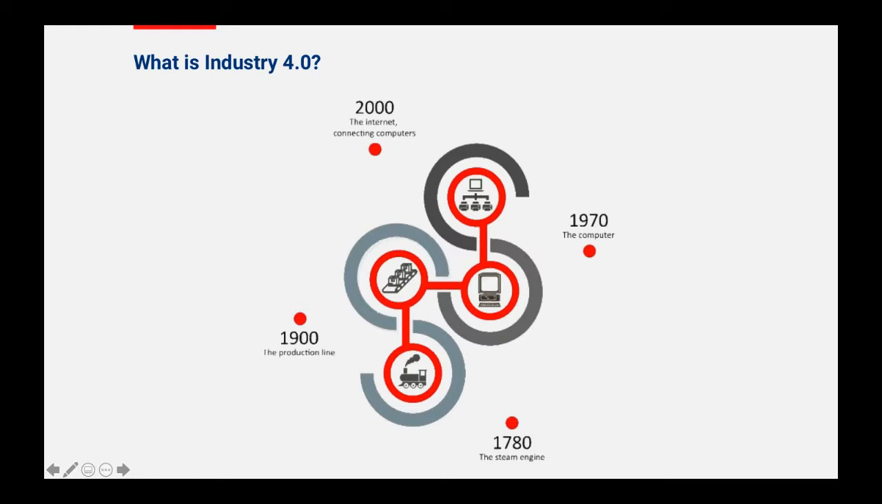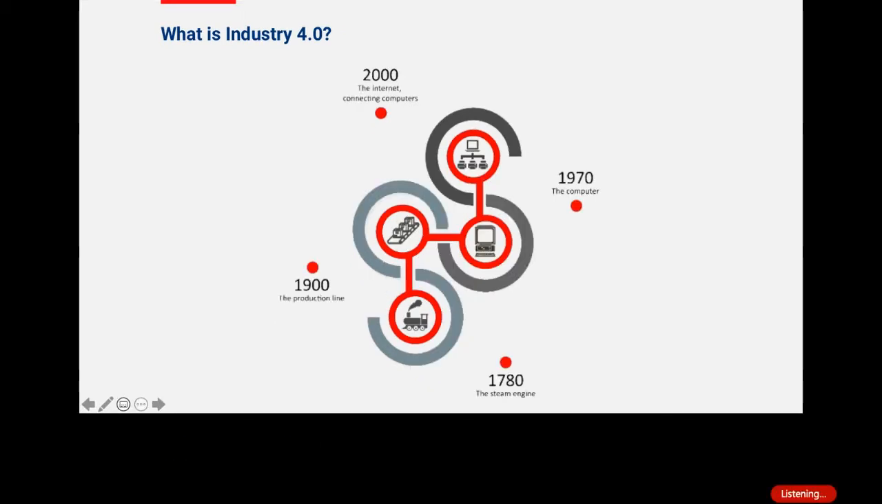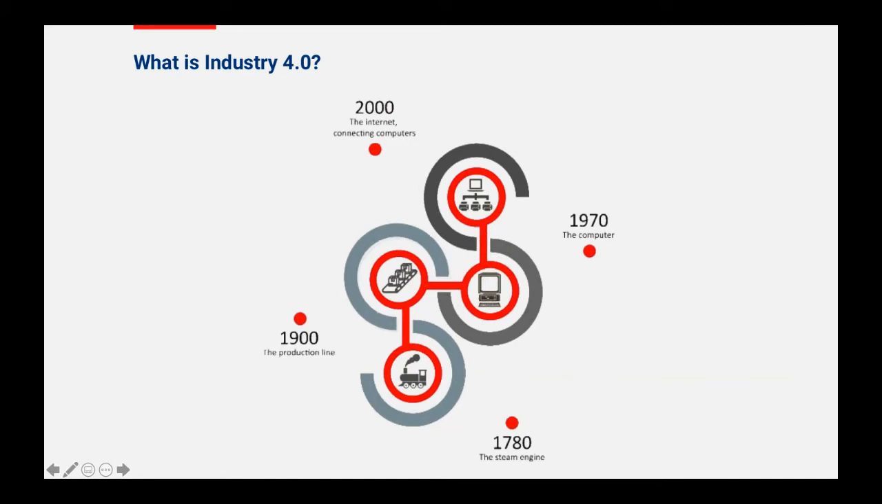So in the 1700s, you had the steam engine, which was the first real technological innovation to change industry as a whole. The production line came some 100 years later and really pushed the world into what is called Industry 2.0. It wasn't until the computer came around that Industry 3.0 really changed the way that companies operate.